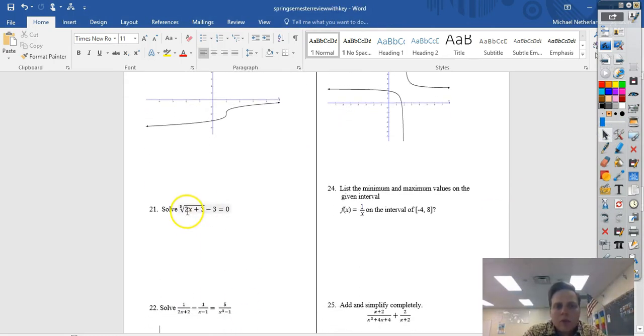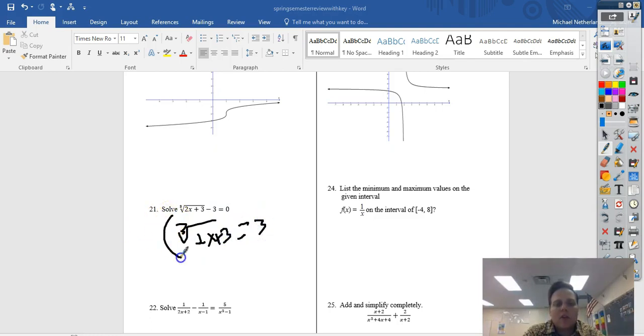Okay. Number 21. Solve the cube root of 2x plus 3, minus 3, is equal to 0. To solve cube roots, you've got to get x by itself. But before I can get x by itself, I have to get rid of this cube root. Before I can get the cube root gone, I have to get the cube root by itself. So basically what you need to do is add 3 first. So now we have the cube root of 2x plus 3 equals 3.